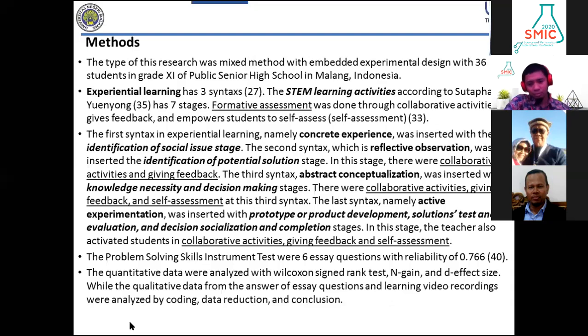Method. The type of this research was mixed method with embedded experimental design. Experiential learning has four syntaxes. The STEM learning activities, according to Sutapan Yuyong, have 7 stages. Formative assessment was done through collaborative activities, giving feedback, and empowering students to self-assess.